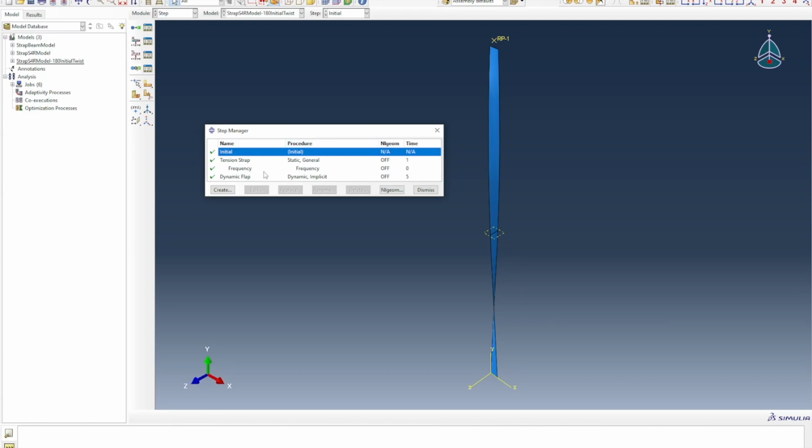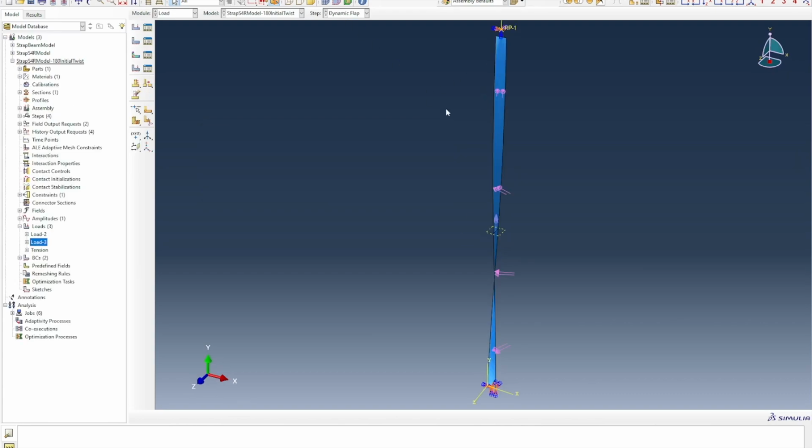I also have this frequency step, so this is how I actually got the natural frequencies of the models here. And then the dynamic flap, this is just a dynamic implicit step, essentially where we're applying loads and things like that to simulate the aerodynamic forces that would be acting on this.